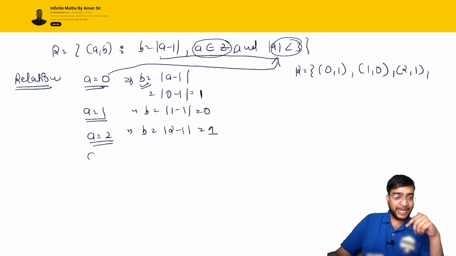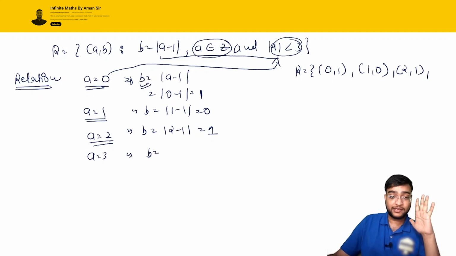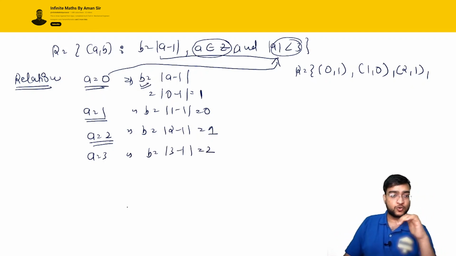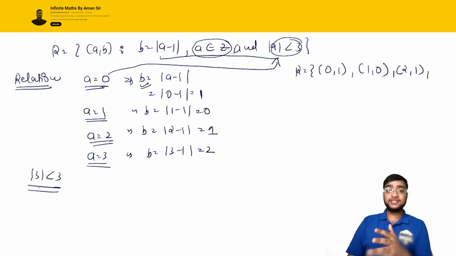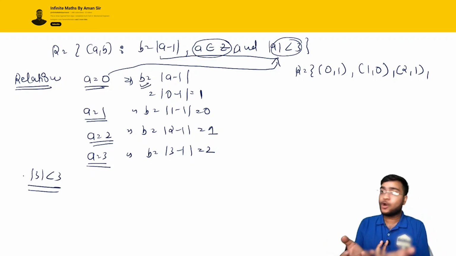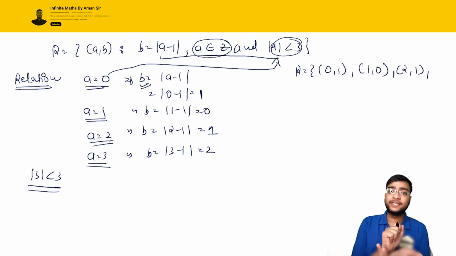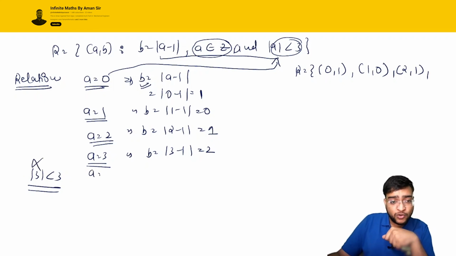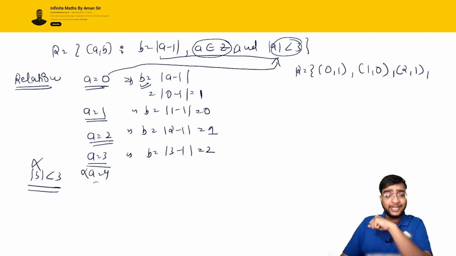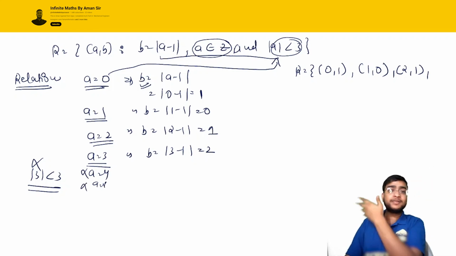Okay. Can I take a equal to 3? Let's see, b is |3 minus 1|, which is 2. But can I take a equal to 3? You can say sir, mod 3 is actually less than 3. No sir, because 3 is equal to 3, not less than 3. If the equal to sign were there, then it would be true here. So can I take a equal to 3? I can say no sir. Can I take a equal to 4? No sir. Can I take a equal to 5? The upcoming numbers will not be there.